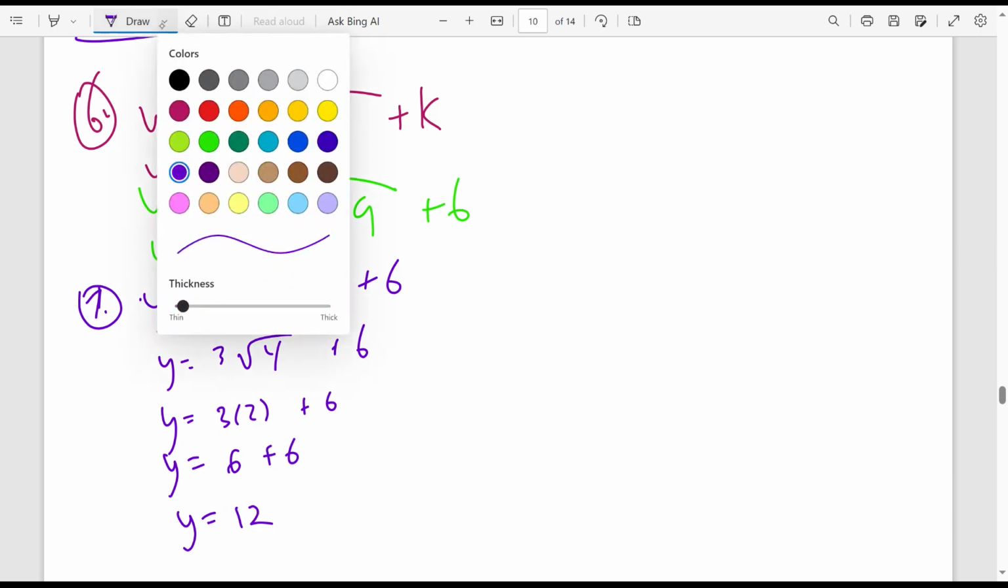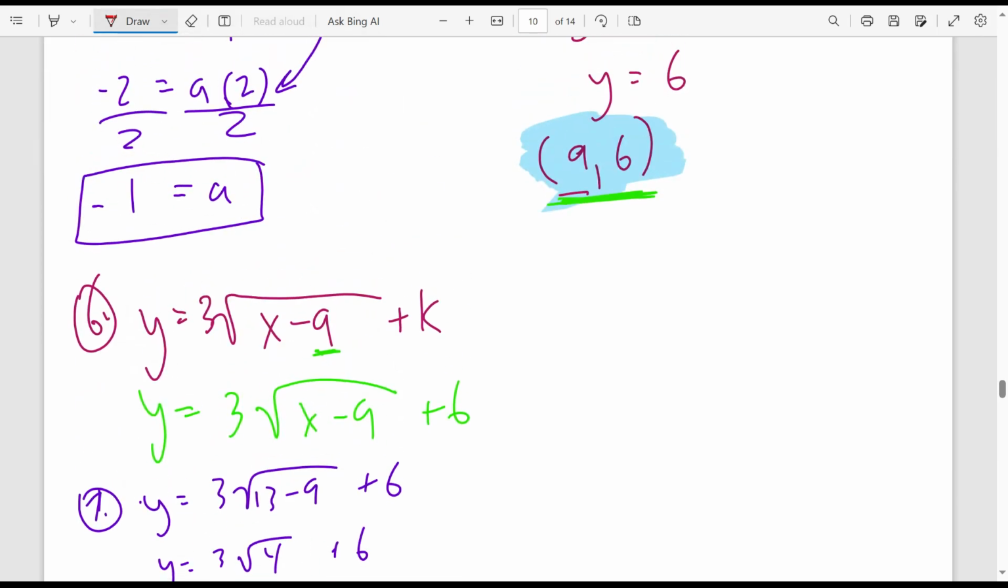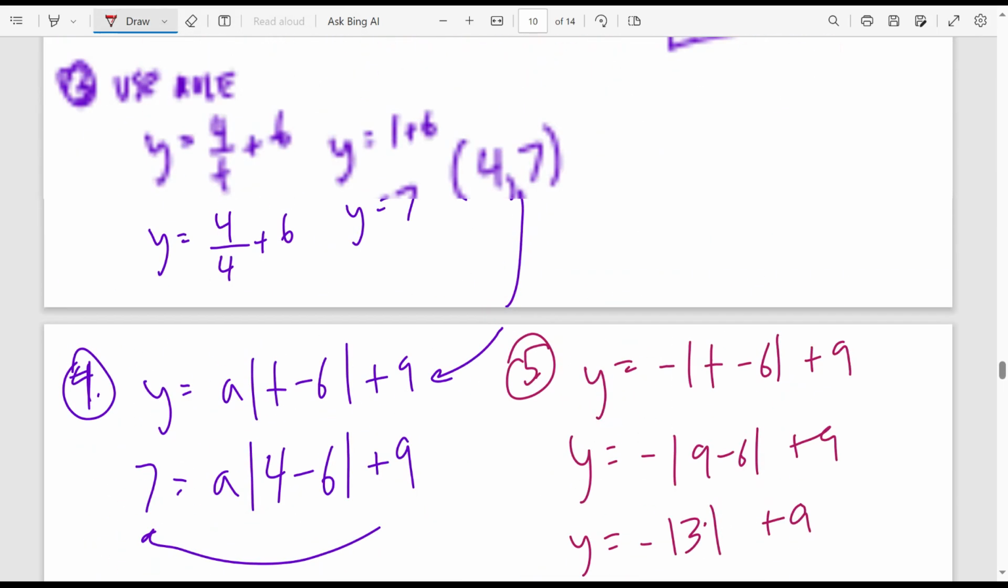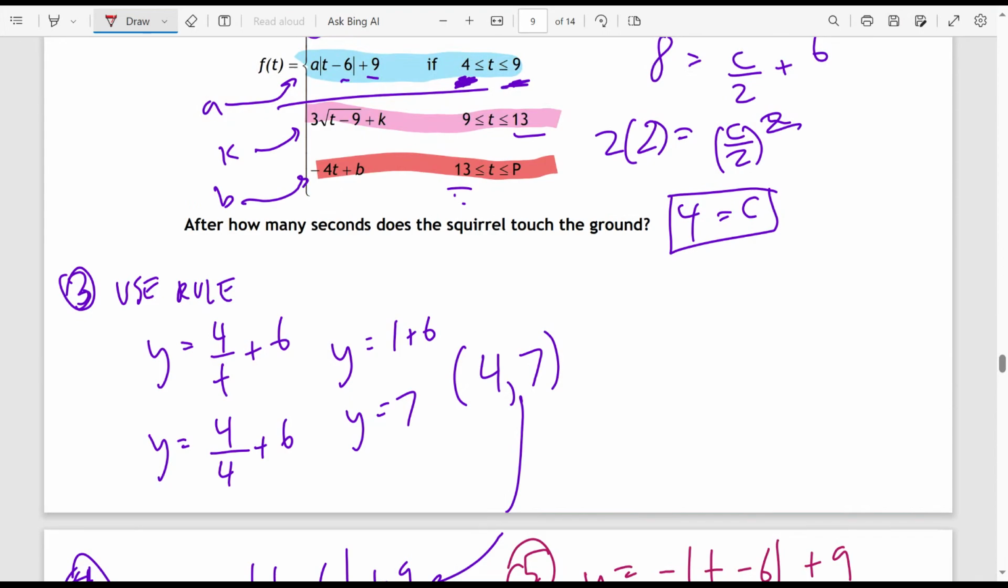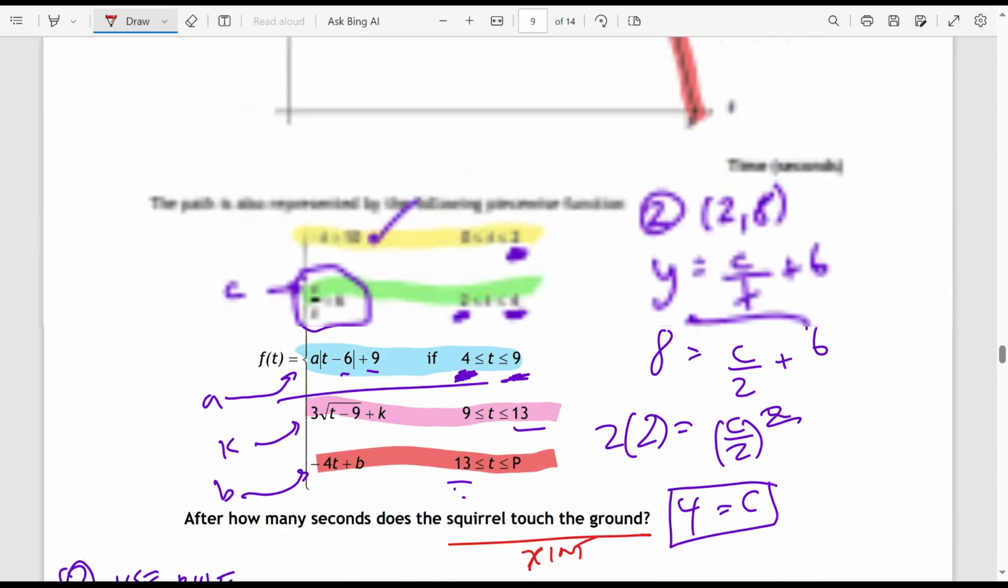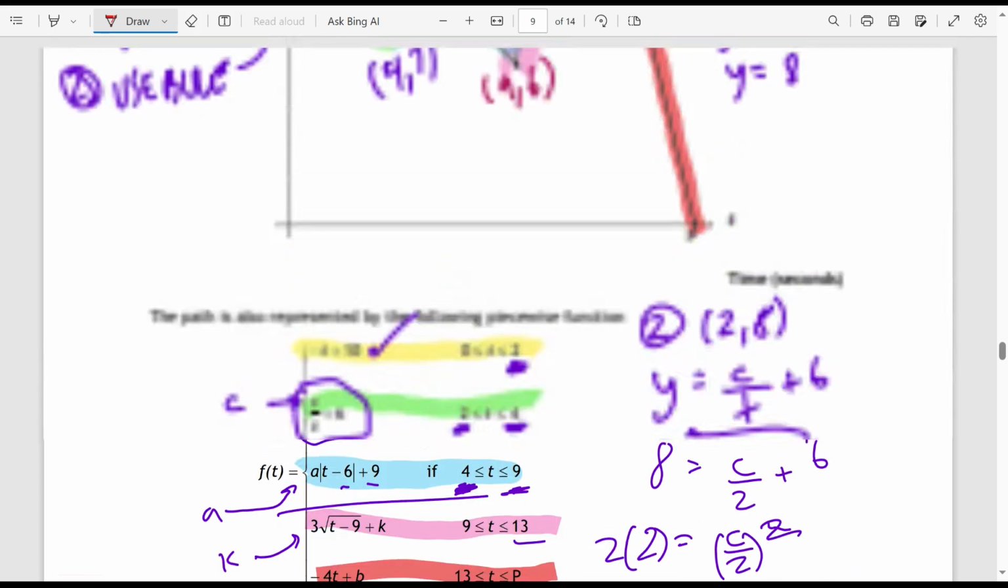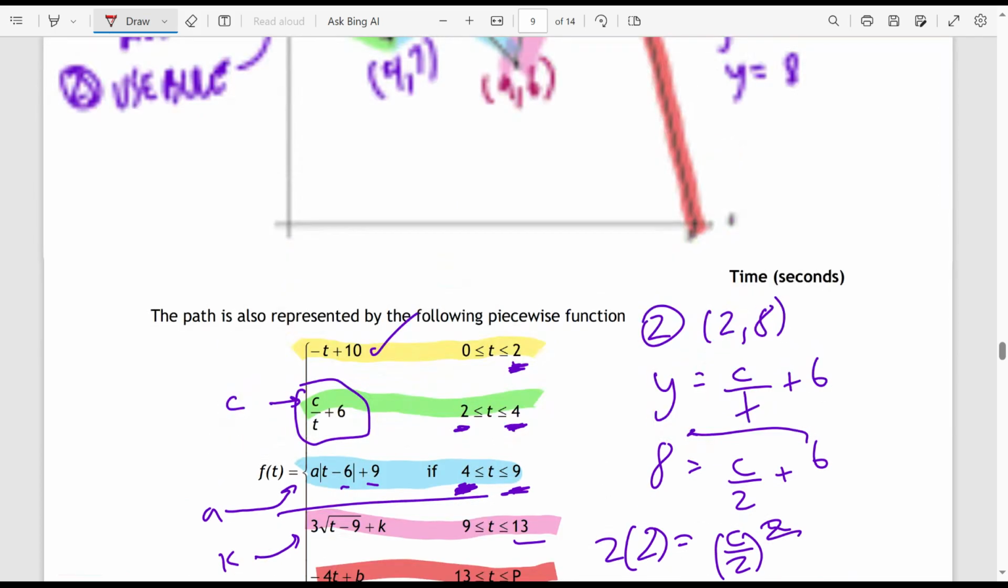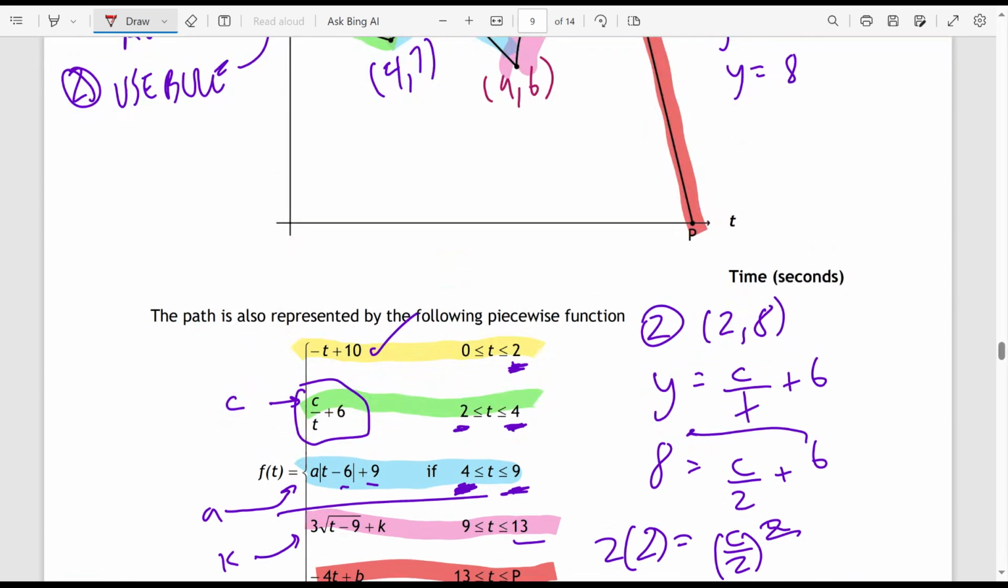So now, when all this is said and done, the last step, if I go back up, what did I need to find? Well, I still need to find after how many seconds the squirrel touches the ground. So I'm still looking for the x-intercept, but if I go back up to my diagram, let me close these out. I think they're slowing things down.